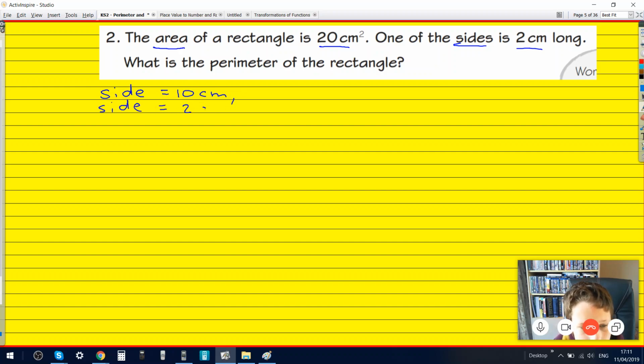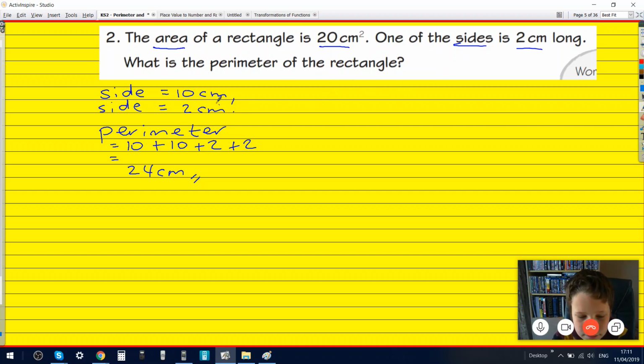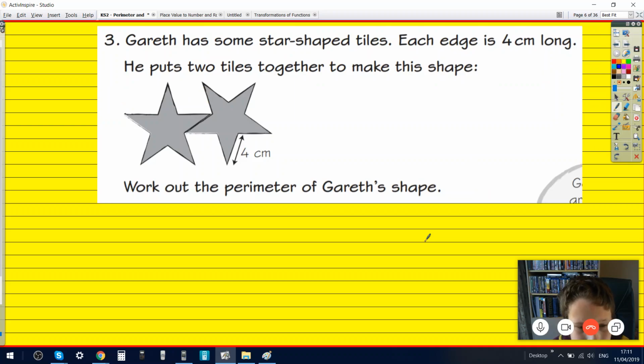And so what do we have to find? We need to find the perimeter. And so the perimeter would be 10 plus 10 plus 2 plus 2. So double 10 is 20 and double 2 is 4. So 20 plus 4 is 24. Well done. Yeah, so this time they gave you the area and you had to work in reverse. So 2 times something gives you 20. 20 divided by 2 is 10, and so you know that the missing side is 10. Okay, tricky one.